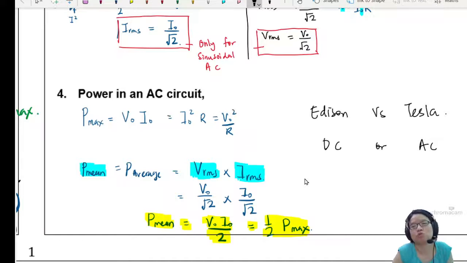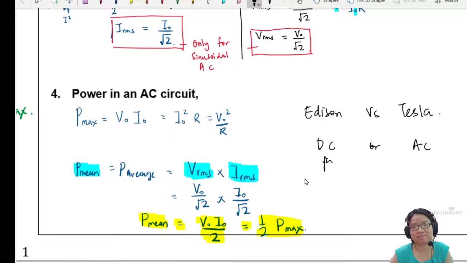To know whether we should use direct current or alternating current, they actually had a fight. There's an entire history here. But let me tell you a bit about who Edison is. Edison is a businessman. He's an opportunist. He's also very much a politician.